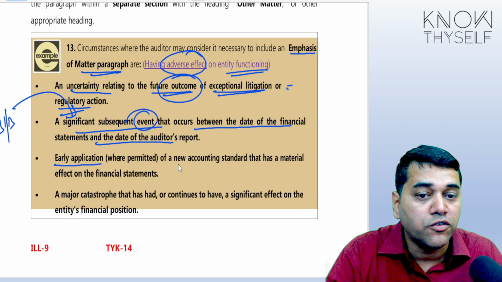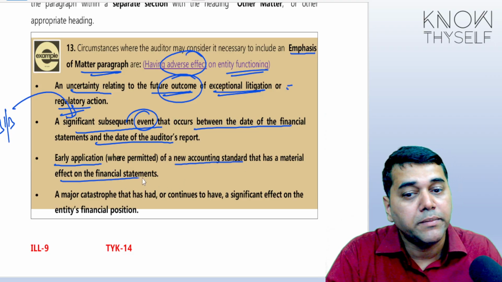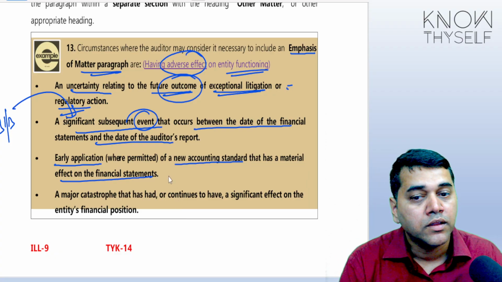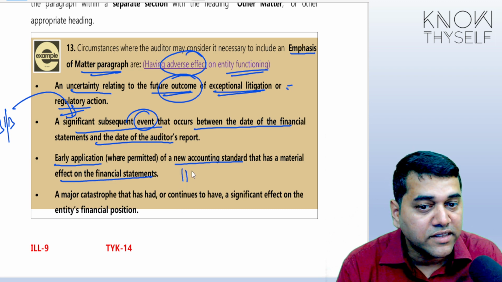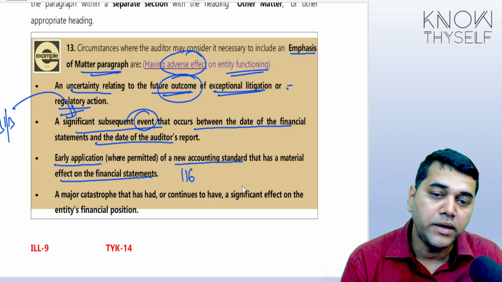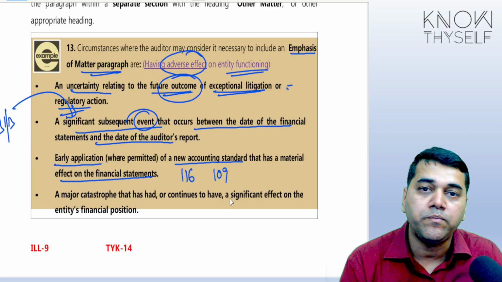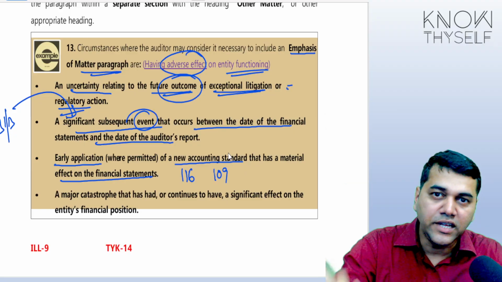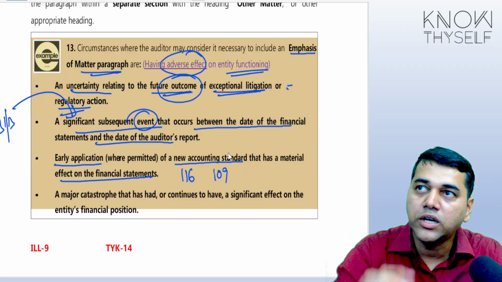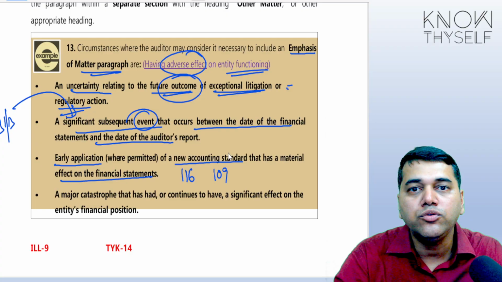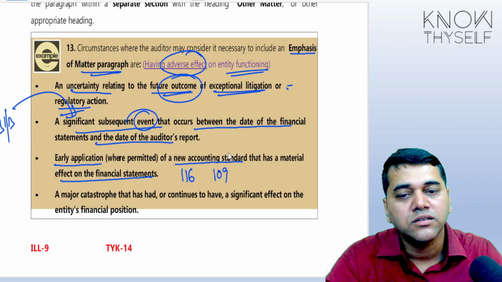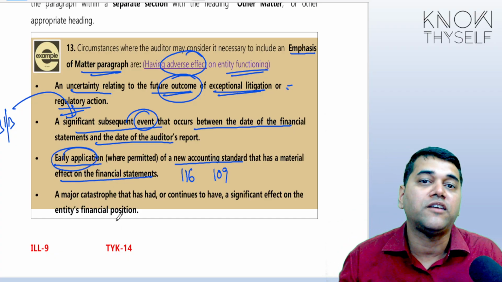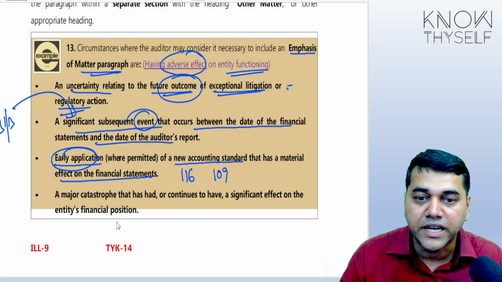Early application of a new accounting standard, which can have a material effect on the financial statement. How can this have an adverse effect on the functioning? Early application, like, suppose Ind AS 116, lease accounting. See, the moment lease accounting Ind AS 116 came, your balance sheet ratios got changed. Now, a lot of investors suddenly realize that you are a dangerous entity. Your leverage ratio is very high. Will they give money to you if your balance sheet ratios are going to change? That's why if early application is going to result in these types of things, you have to bring it as an emphasis of matter. It is not a qualified opinion and all.